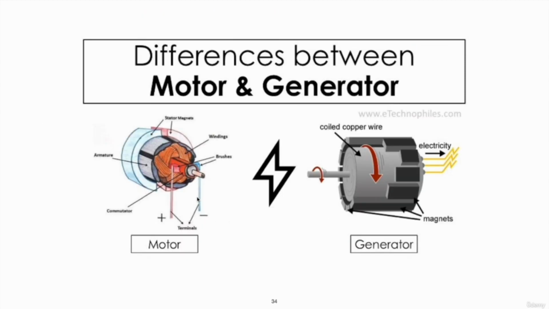As you can see here, we are providing electric current and the shaft will rotate. Here the mechanical force is applied to the coil and electricity is produced. These both are the same, but the functions and the principle are different.